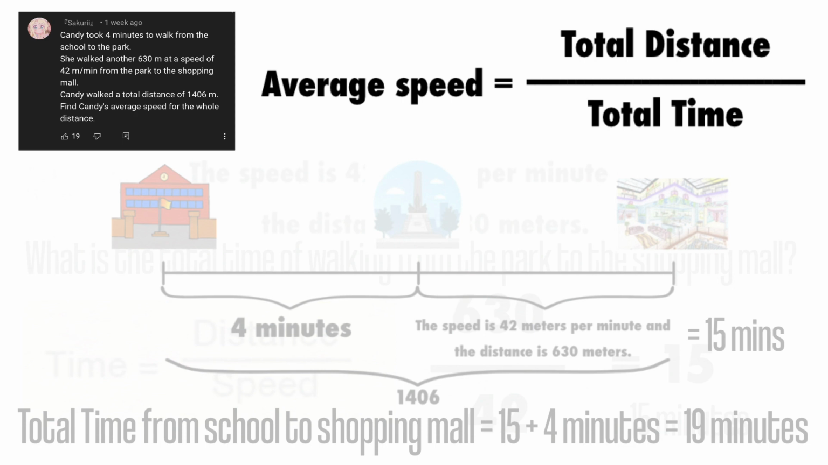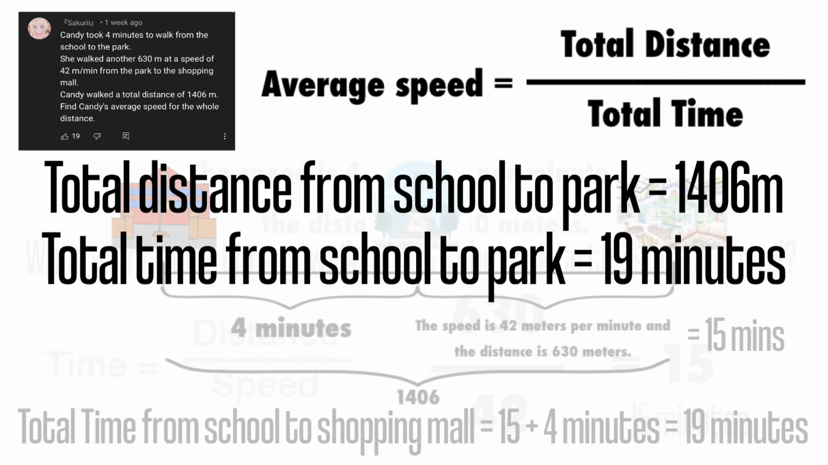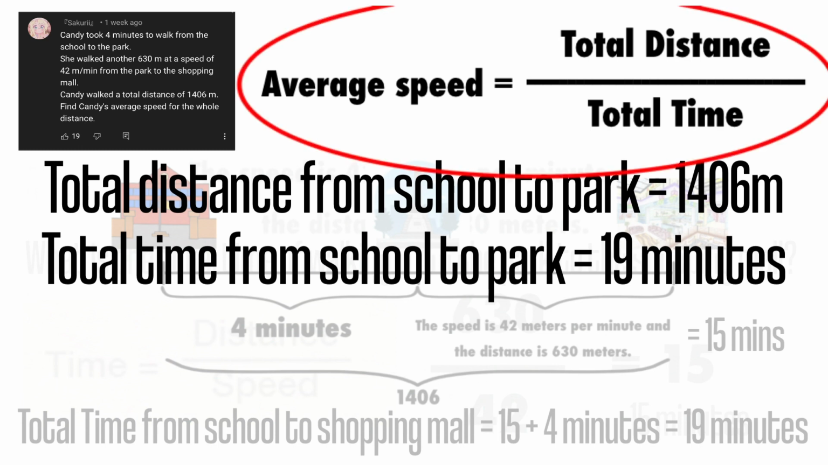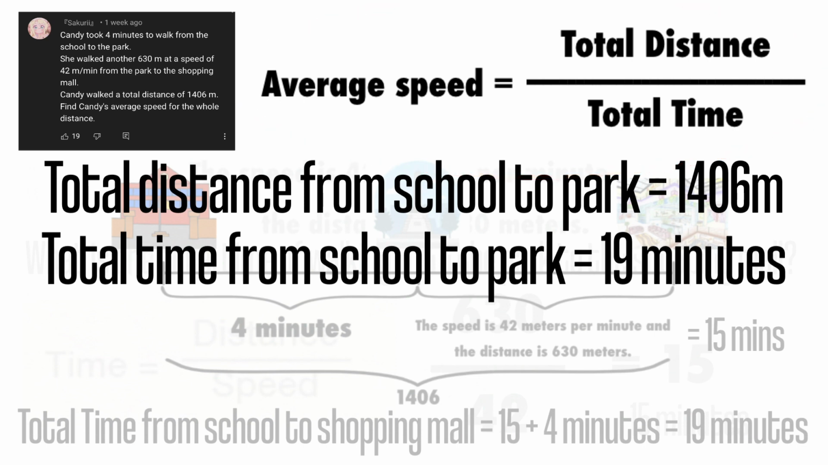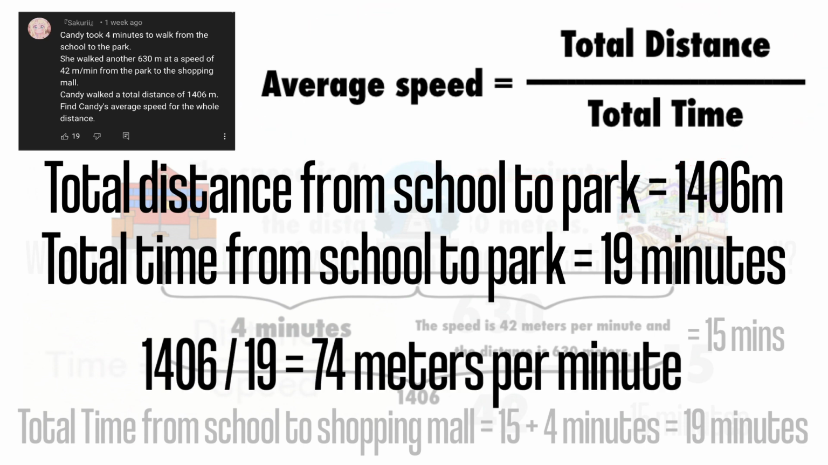Great! We know the total distance and the total time taken. From the formula I showed a while ago, the average speed is the total distance divided by the total time. So 1,406 divided by 19 is 74, which gives us our answer.